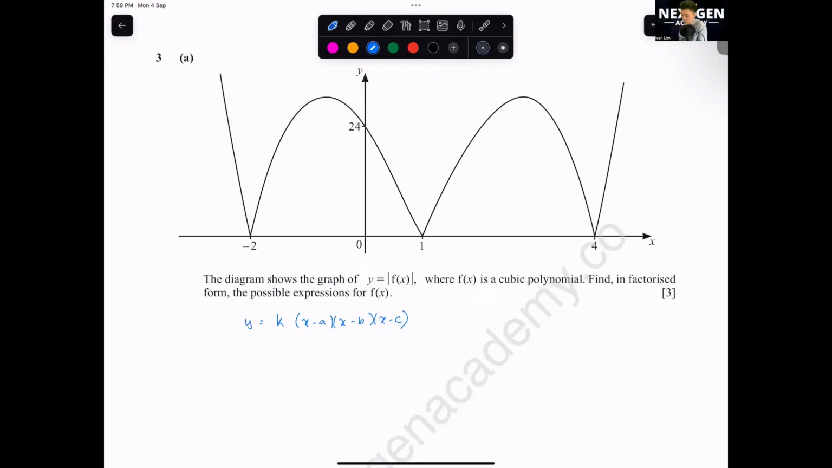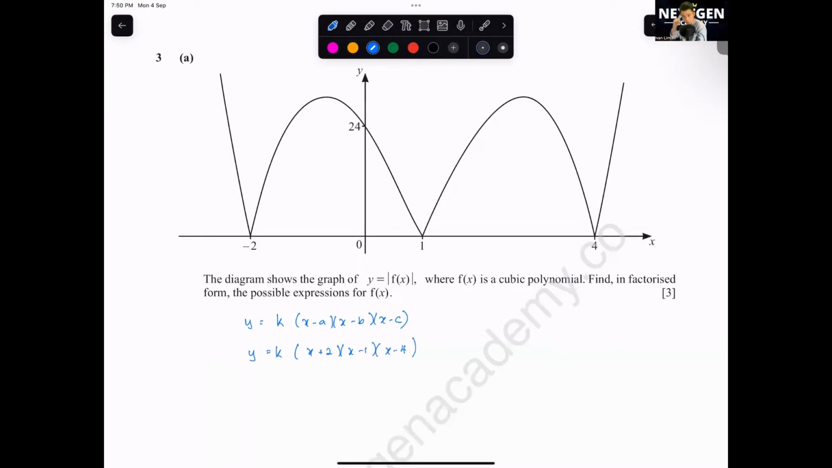Okay, so what's a, b, and c? A, this one, and this one. And you need to know that you have to inverse the sign. So you need to minus it. Right, so the first thing that we want to write is like this first. y equals to x plus 2, x minus 1, and then x minus 4.